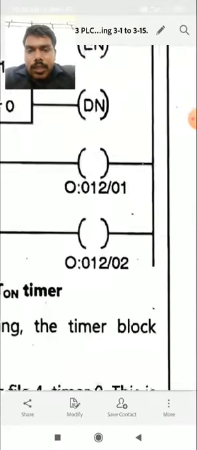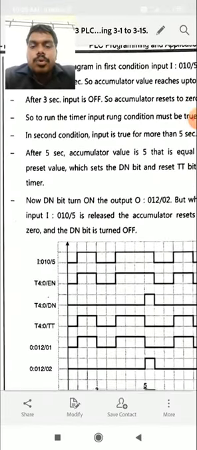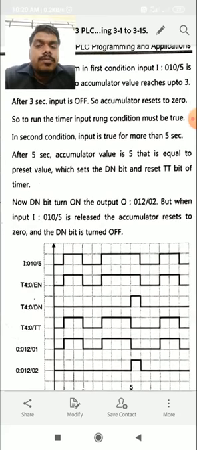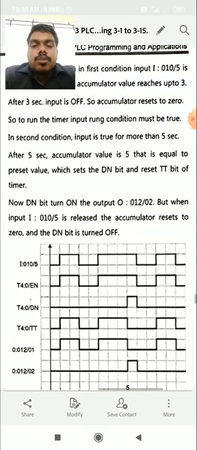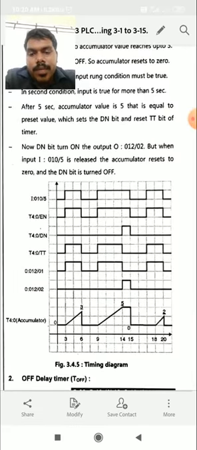This is the second output. The DN bit will turn on the second output. But when the first input I05 is released, the accumulator resets to the value 0, and the DN bit will be off. This is the timing diagram.